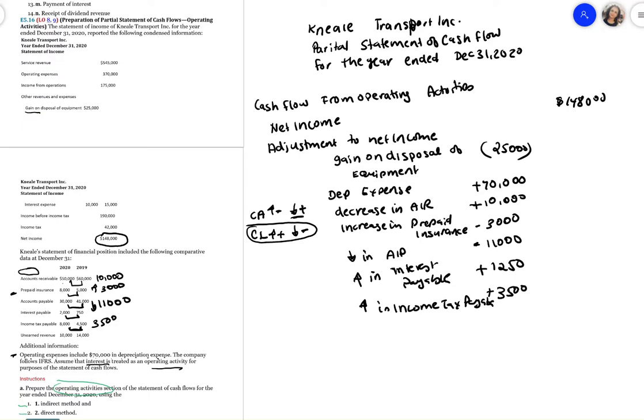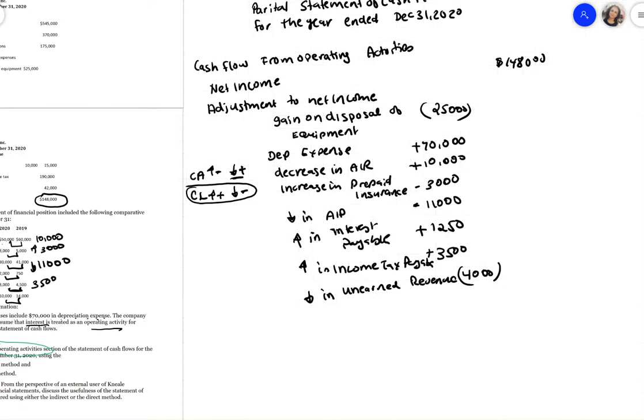Going further, what happened to unearned revenue, which is also my current liability. In this case, it went down, it's a decrease in unearned revenue. And how much is it? In this case, it is 4,000. So what we're going to do is, if it's a decrease, we have to minus it, so that will be a minus. So we have dealt with all the APs and ARs, or in other words, current assets and current liabilities.